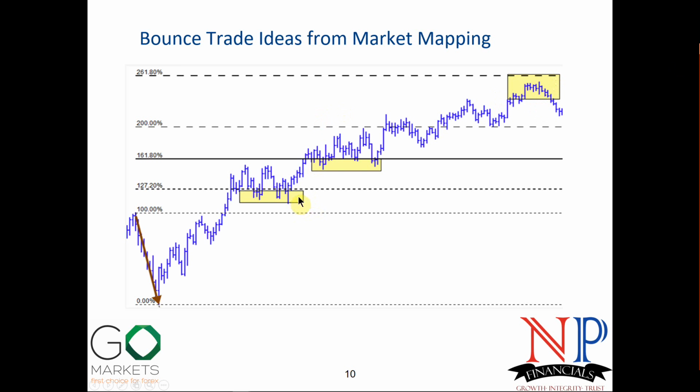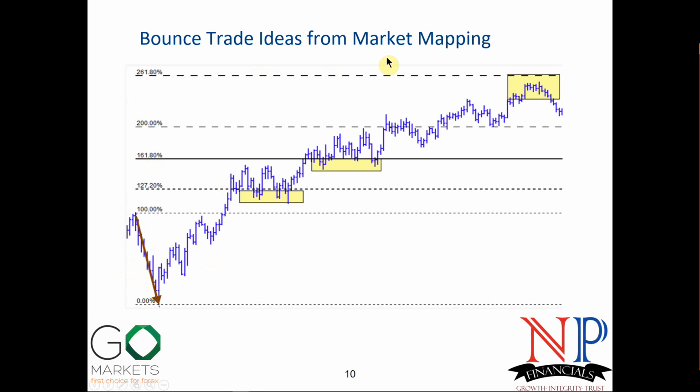So this way you can take trades from here to the upside, or here to the upside, because this is a drop, you can go long here. This is a drop, you can go long here. This is a drop, you can go long here. This is a swing low, and you can go long from here. So this way you can take bounce trades if you have mapped the market.